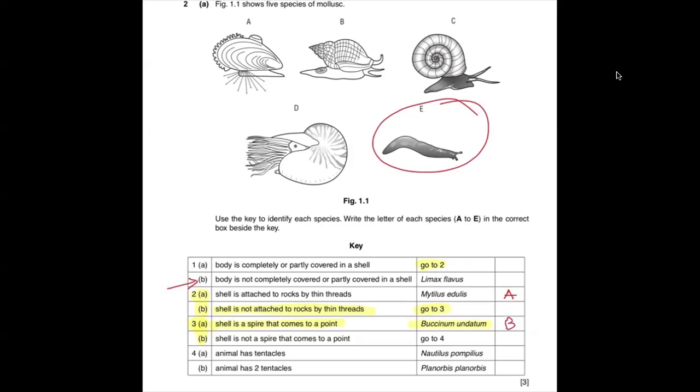Harshvita, answer. I'm here, so I'll answer instead. Try C. Which one is C? Tell me how you worked it out. Okay, 2, and then I'll go. What does it mean, attached to rocks by thin threads? Okay, I get it now.